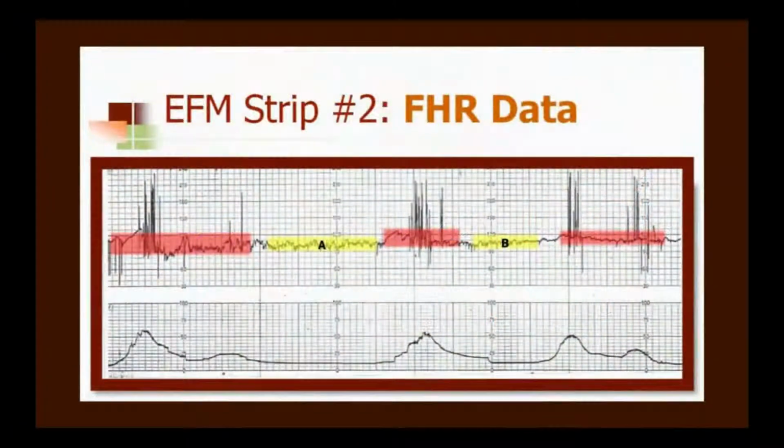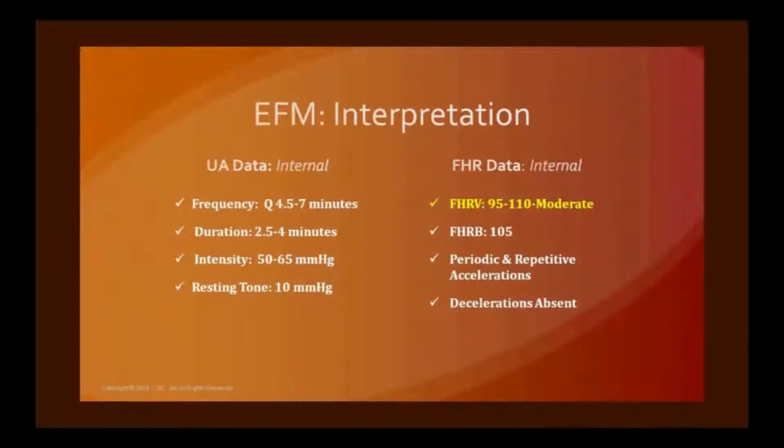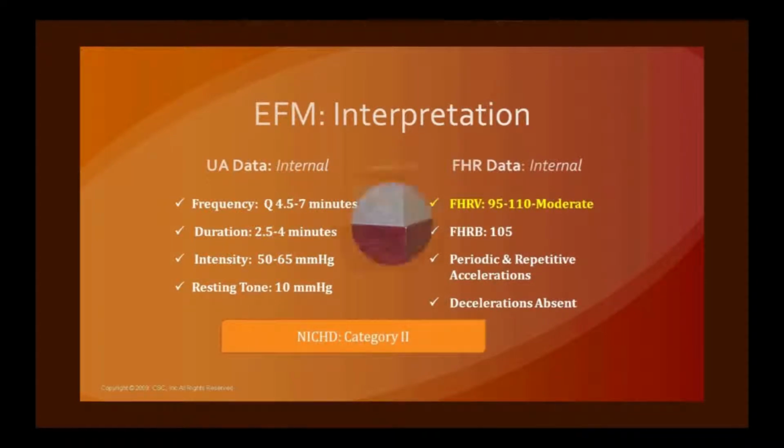In following NICHD guidelines, this 14-minute sample strip contains 2 optimal areas for a baseline assessment. The presence of an abnormal baseline rate places this pattern into NICHD Category 2.